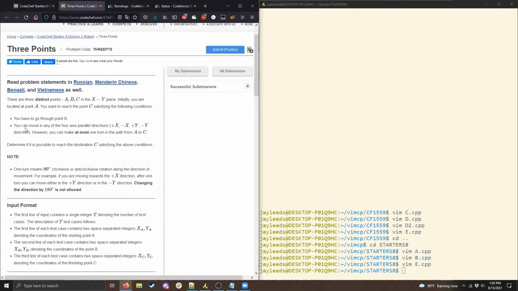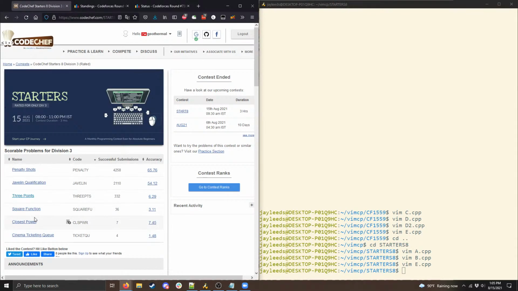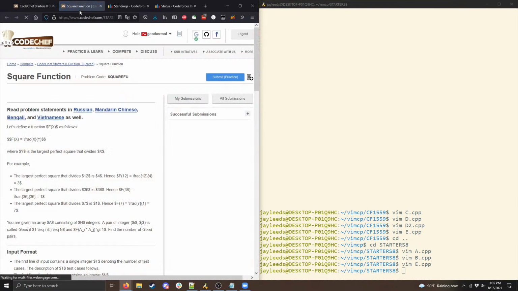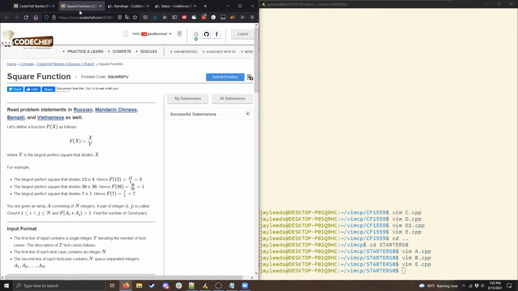All right, next problem. So the problem is called square function. We define a function f of x to be x over y, where y is the largest perfect square that divides x. We're given an array A consisting of n integers, and a pair of integers is called good if f of ai aj is greater than 1. We need to find the number of good pairs.